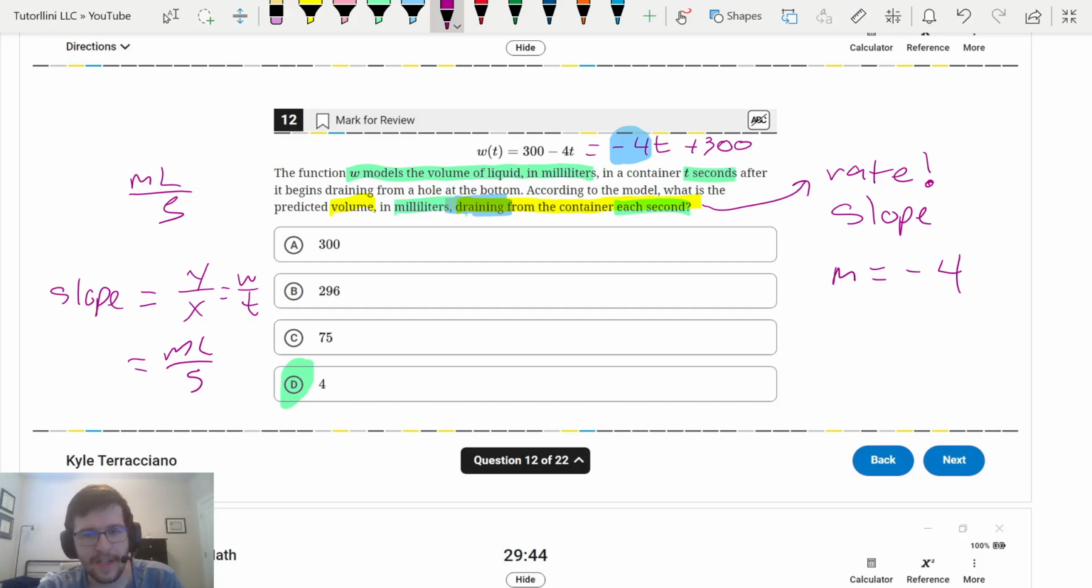Again, the words each second should just sound like a rate to you. And 9 times out of 10 on a linear equations question, when they're asking you for rate, you should be thinking of slope, because the slope is the rate of change. We interpreted the slope without the negative sign, which is basically what they wanted us to do. If the volume of the tank was increasing, the slope would be positive, but it's draining, so the slope is negative. Okay, so 12 is D. Great.